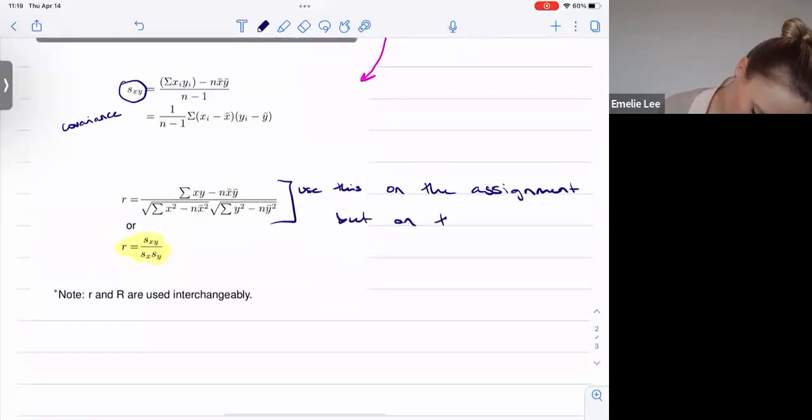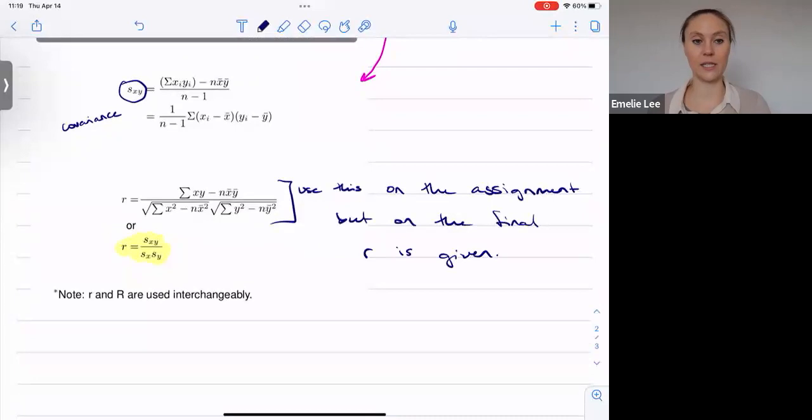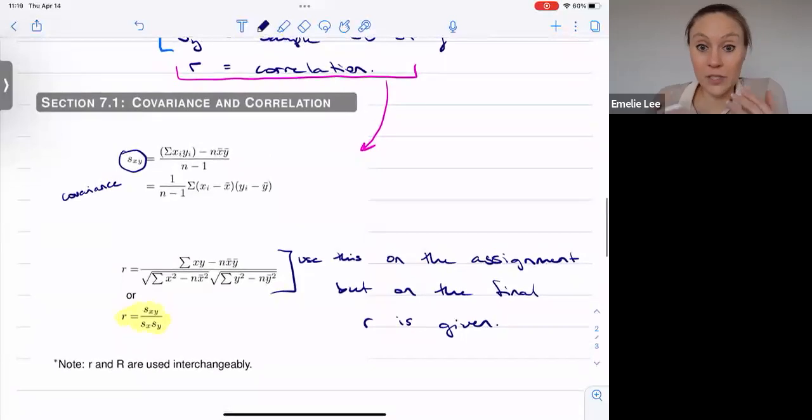But on the final, R is given, right? So you don't need to calculate it. It's just going to be given to you. So you will have practice on the assignment, but not to worry if it feels hard, or you're thinking, oh man, I'll never have time to work through all these problems. That's okay. You'll be given it for the final.